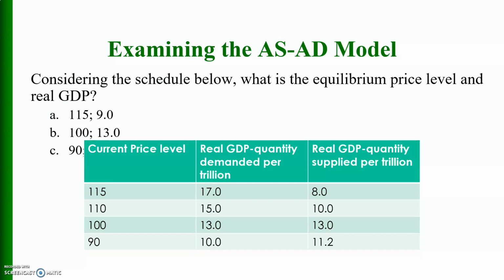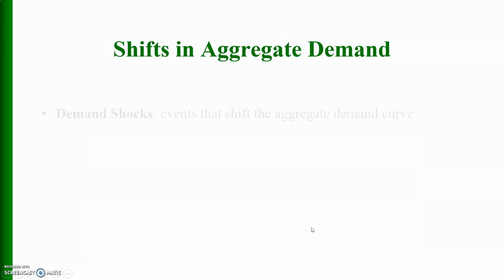Examining the AS and aggregate demand model, consider the following: what is the equilibrium price level and real GDP? So if you look at this, B is the right answer. At this price level, the real GDP quantity demanded and real GDP quantity supplied per trillion are equal. So this is the equilibrium price level.